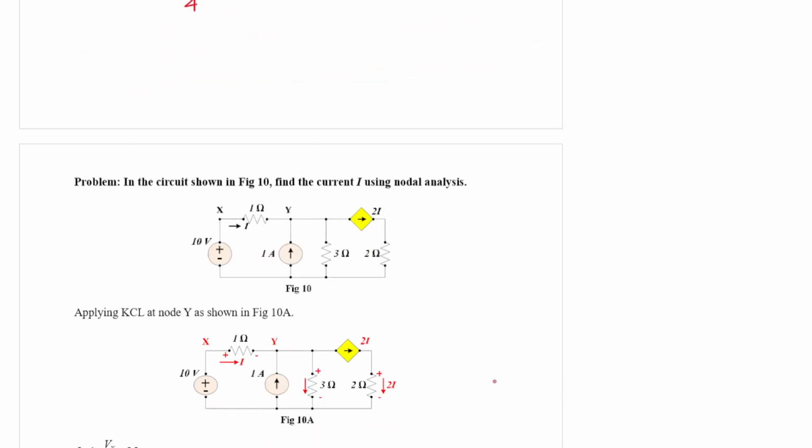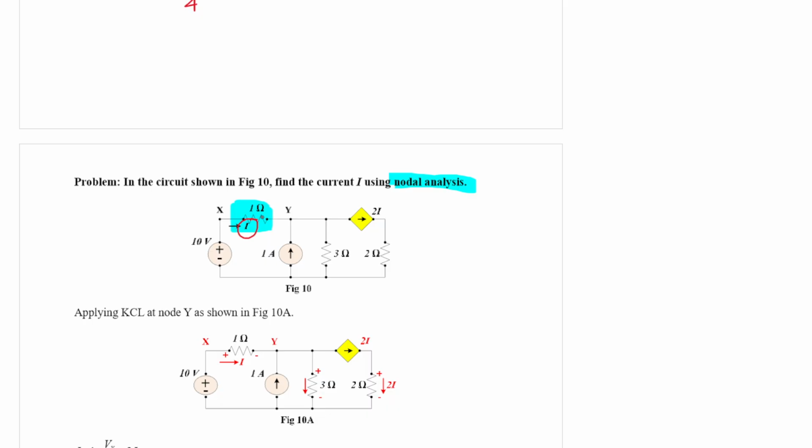Now this problem is about nodal analysis with dependent source. The dependent source is 2I. What is I? The current flowing through the 1 ohm resistor. This is I. Now in the circuit shown in figure 10, find the current I. So it is asked that this I should be evaluated.